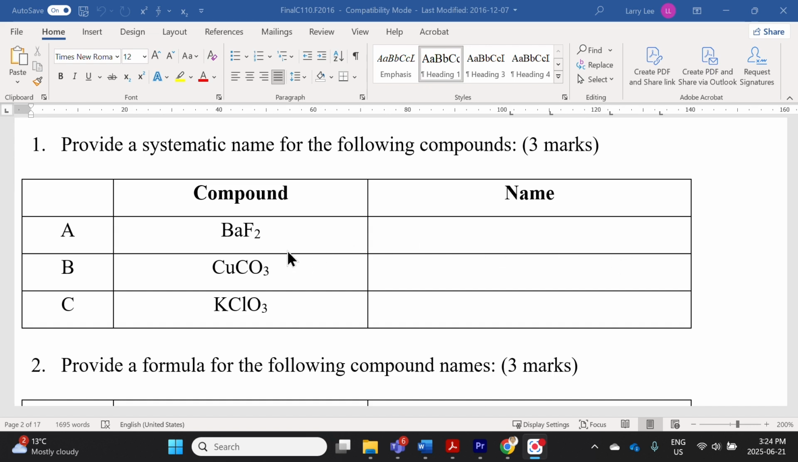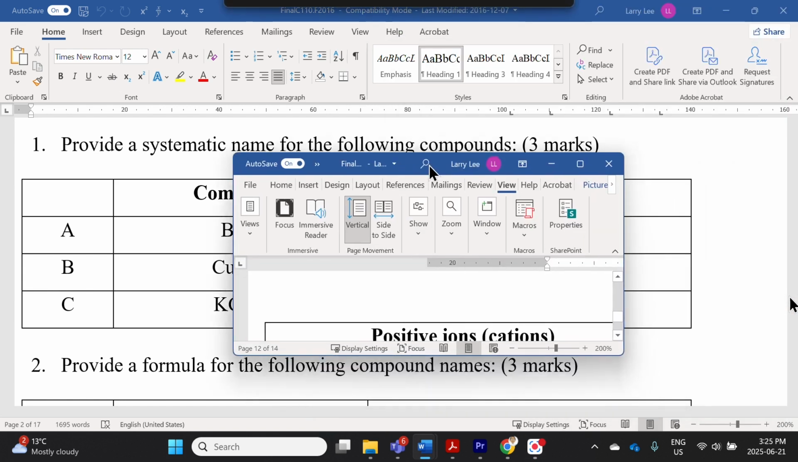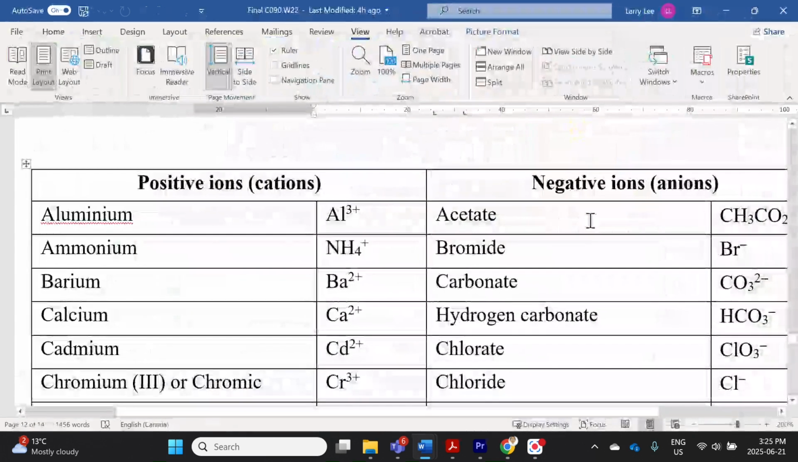Now, if you don't know the name of the elements or the polyatomic anions, then there is the common ion table that's at the very back. This is your data sheet. Here's barium. Barium is 2 plus.